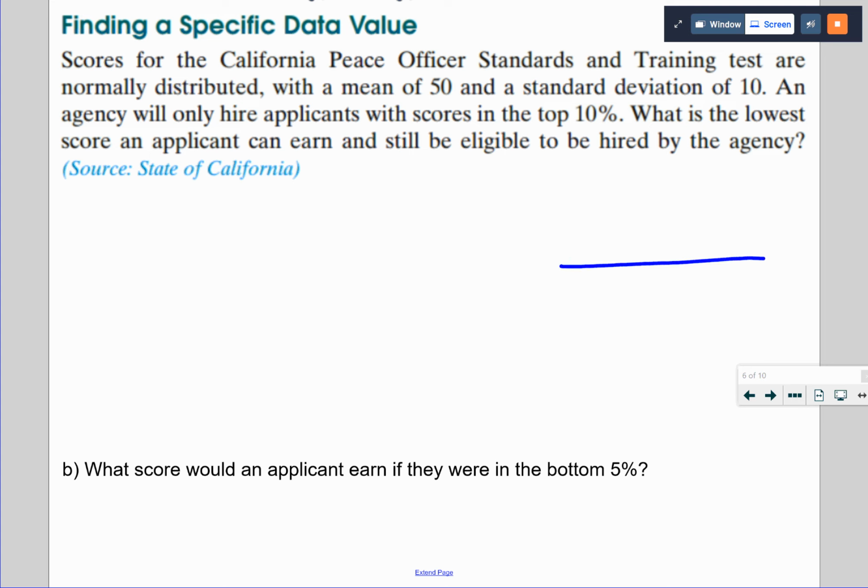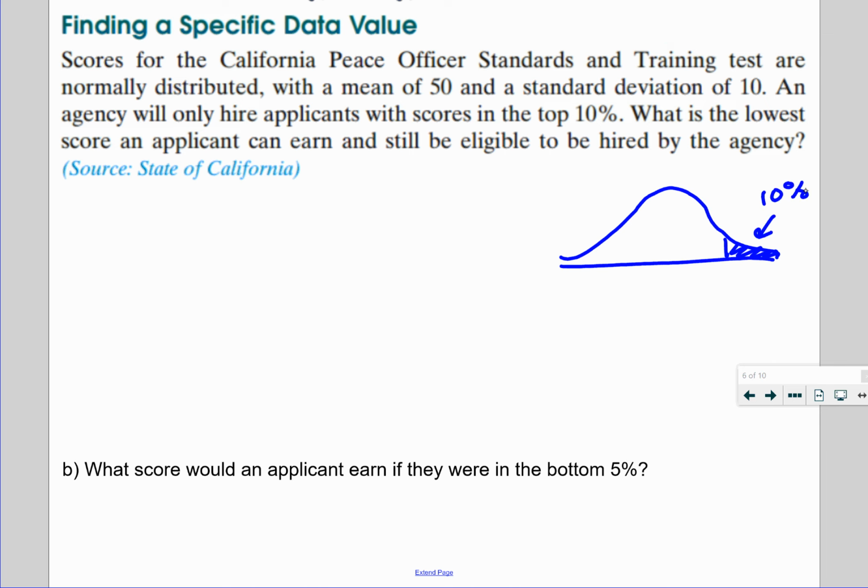Okay, I'm going to draw my little curve here. We want to be in the top 10%. Okay, so we know that's going to be to the right. And we are trying to find the lowest score that will place me in the top 10%, which is pretty much the z value that starts that shaded region. Okay, that's going to help me get that x.